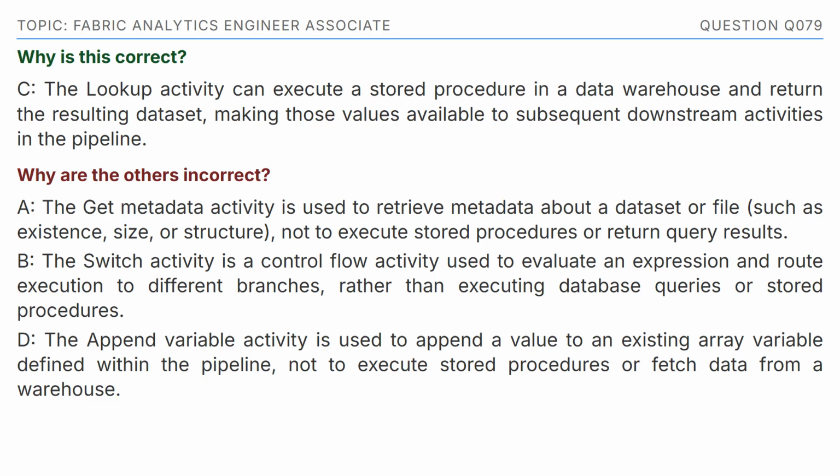Why are the others incorrect? A. The get metadata activity is used to retrieve metadata about a dataset or file, such as existence, size, or structure, not to execute stored procedures or return query results. B. The switch activity is a control flow activity used to evaluate an expression and route execution to different branches, rather than executing database queries or stored procedures. D. The append variable activity is used to append a value to an existing array variable defined within the pipeline, not to execute stored procedures or fetch data from a warehouse.